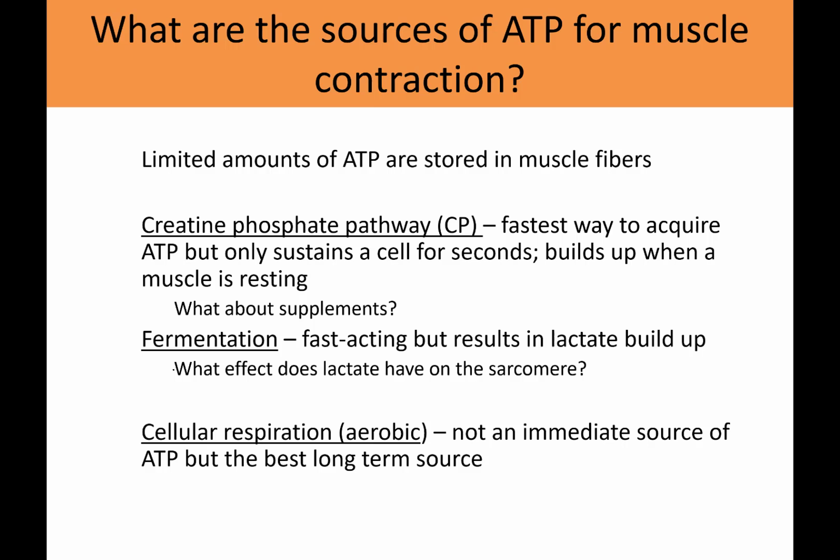So knowing that ATP is required for muscle contraction, muscle fibers can't store it. Okay, very limited amounts of ATP. So there's several different processes that can provide ATP. One of them, we actually talked about creatine phosphate back in the urinary system. It's a quick method of recovery. Maybe after a workout, you can use supplements to supplement your creatine, and it helps you recover.